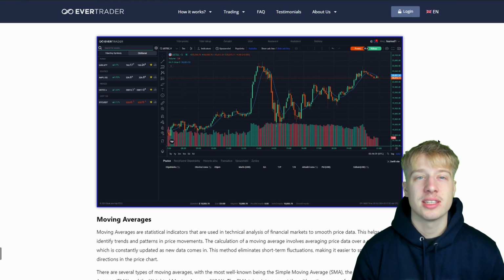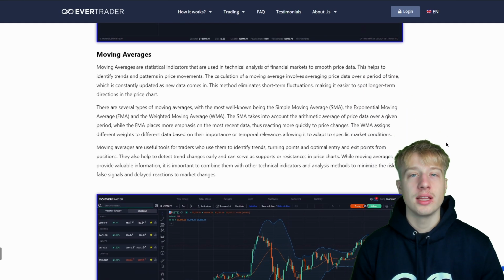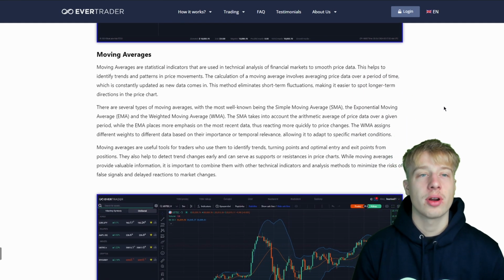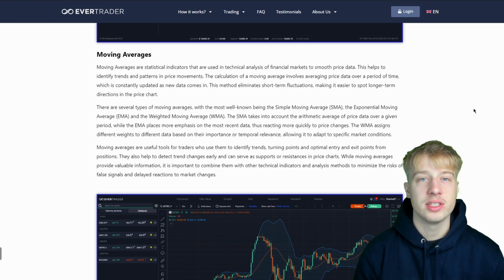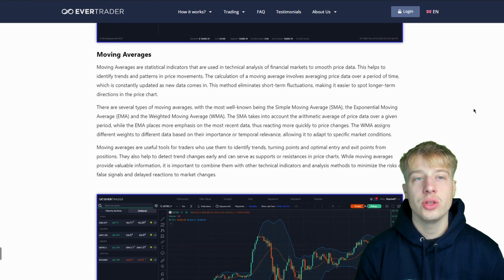Moving averages are statistical indicators that are used in technical analysis of financial markets to smooth price data. This helps to identify trends and patterns in price movements. The calculation of a moving average involves averaging price data over a period of time, which is constantly updated as new data comes in. This method eliminates short-term fluctuations, making it easier to spot long-term directions in the price chart.